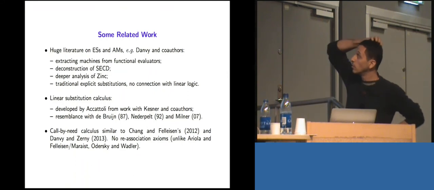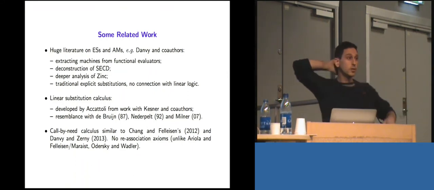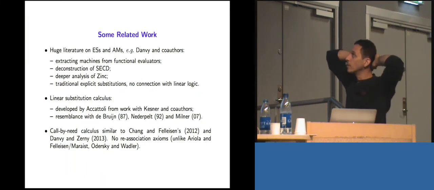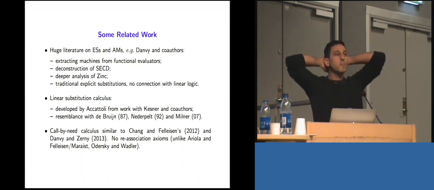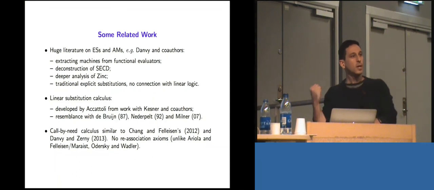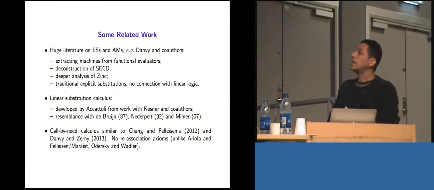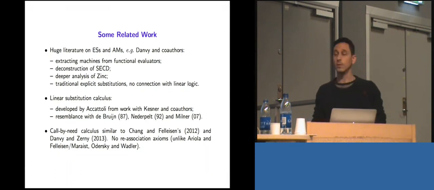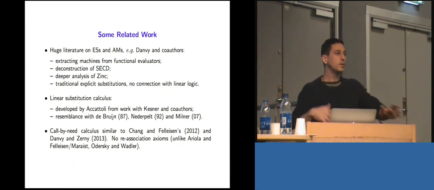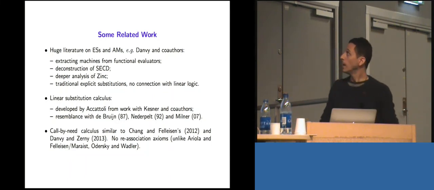Just one thing I want to conclude with: of course there is a huge literature on explicit substitutions and abstract machines, for example the work of Olivier Danvy and many other co-authors. For the most part it's unrelated to what we are doing, because for example they show how to extract machines from functional evaluators. One thing that is related is a deconstruction of the SECD machine, which is maybe similar to this distillation that we're doing, but not exactly. Then, of course, they do a much deeper analysis of the ZINC machine that we do not do. And in any case, they always use traditional explicit substitutions. There is no connection with linear logic ever mentioned.